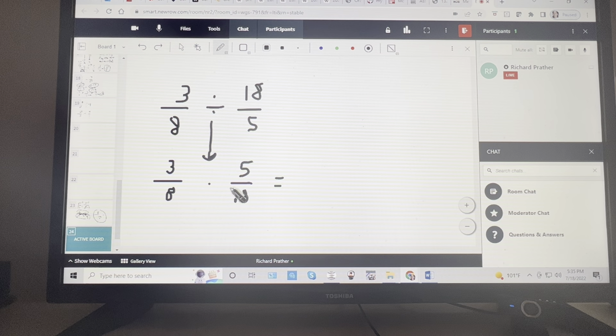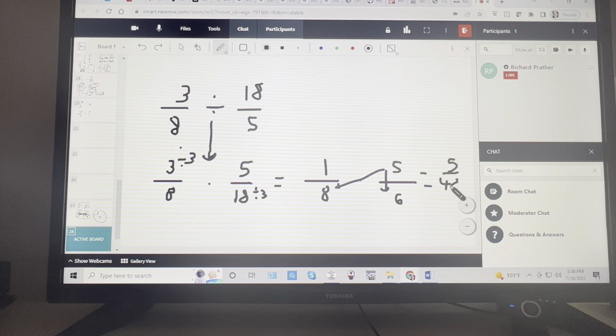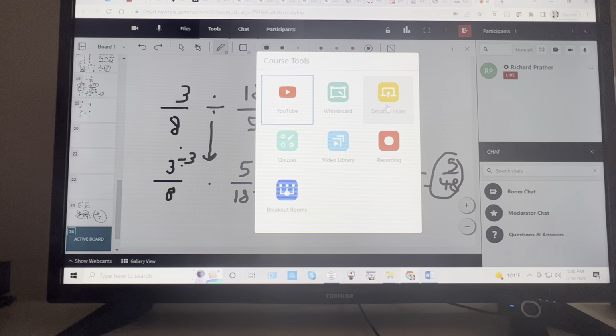3 times 5. Well, let's see if anything reduces. 3 and 18 both divide by 3. 1 and 6. 5 and 8 don't reduce, and 5 doesn't reduce with 6 or 8. And 1 never reduces with anything, so nothing else reduces. 5 over 8 times 6 is 48. 5 over 48.